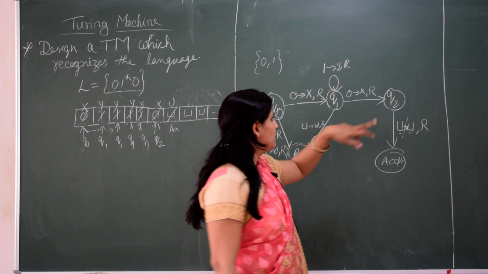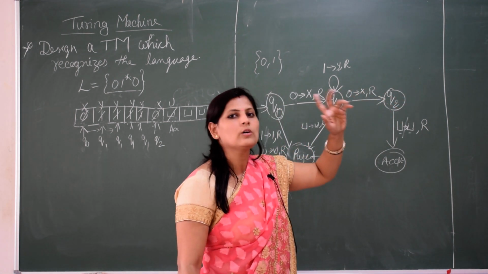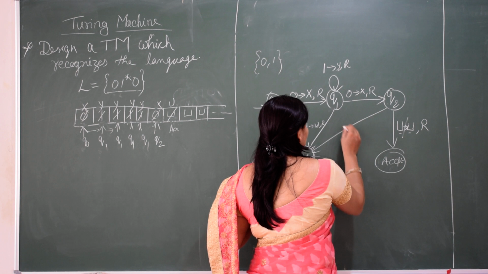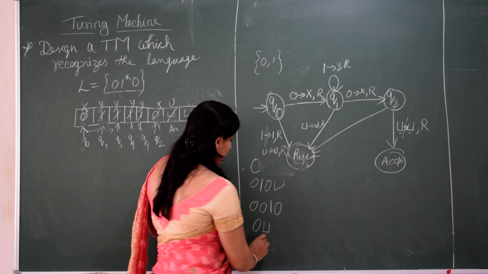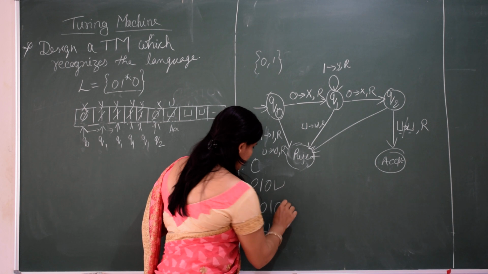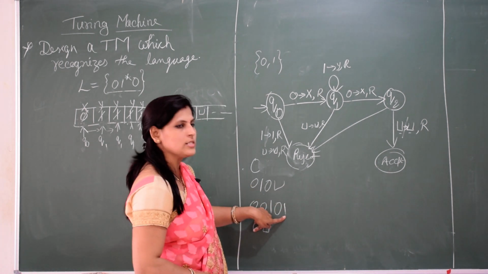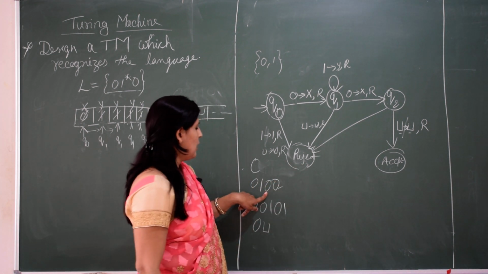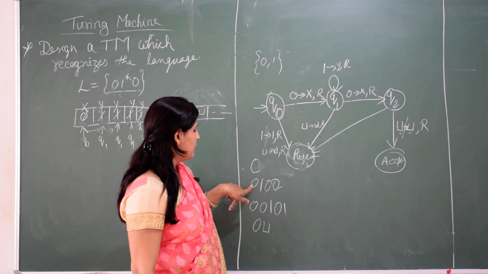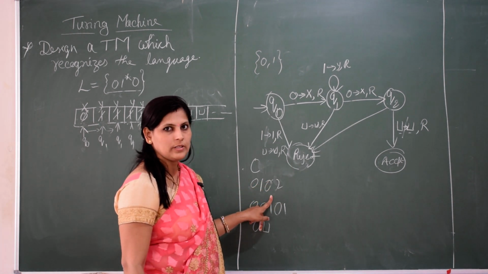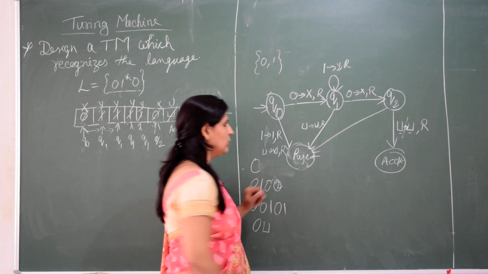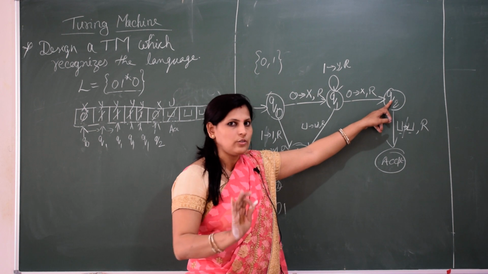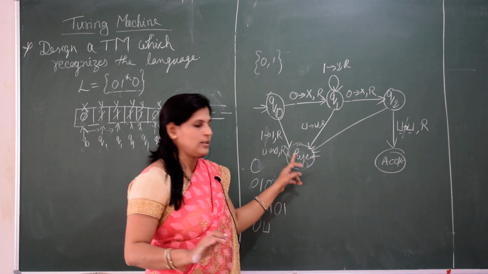Now next we will see Q2. At Q2, if 1 comes or any more 0 comes, it will not accept. We will write for both. After this 0, 0 1 0 should be accepted, but if I take one more 0, 0 1 0 and one more 0 comes, it should not accept. So it should go to the reject state.